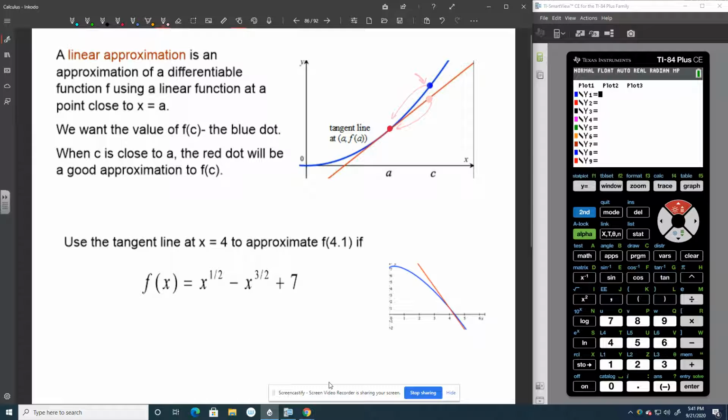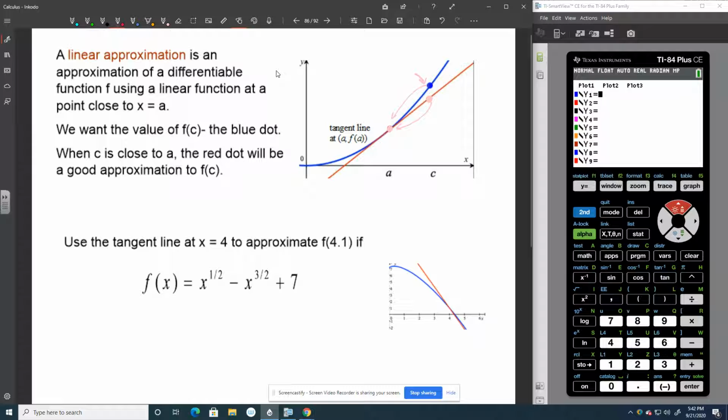So we use that. What we say is we find the tangent line at a certain point. And we say, okay, as I get closer to that point on my tangent line, then my value should be the same as it is on my original function. It's not going to be the same anywhere else, but it's going to be the same really close to that specific point. So for example, let's go ahead and do one right here.